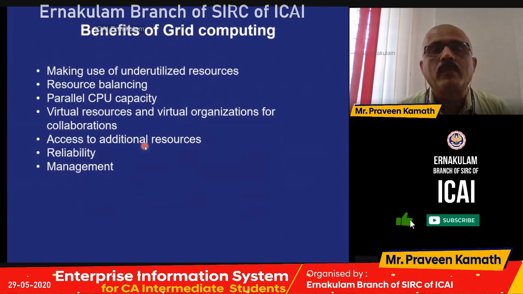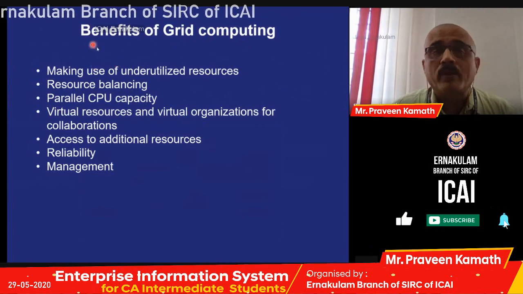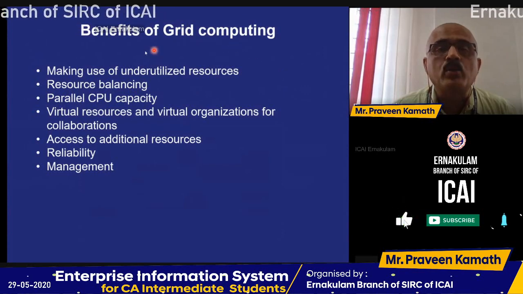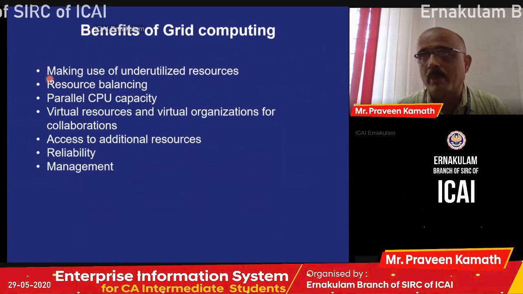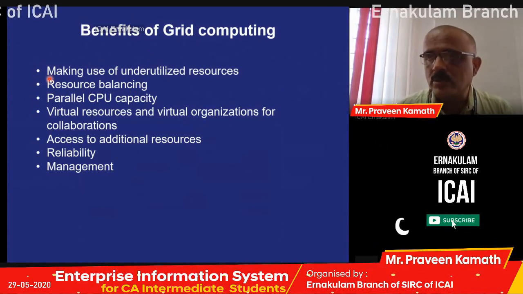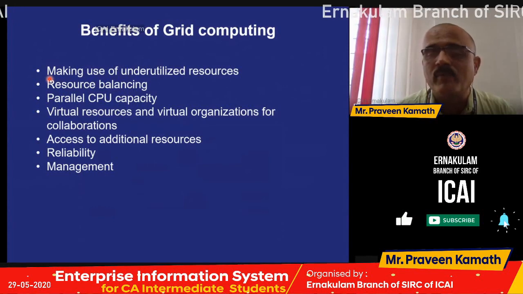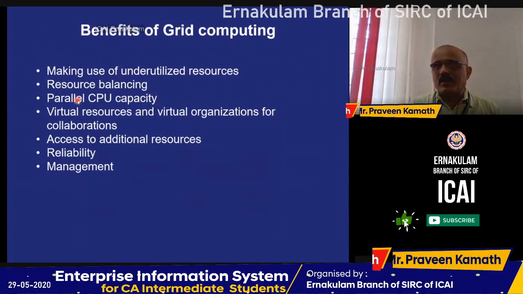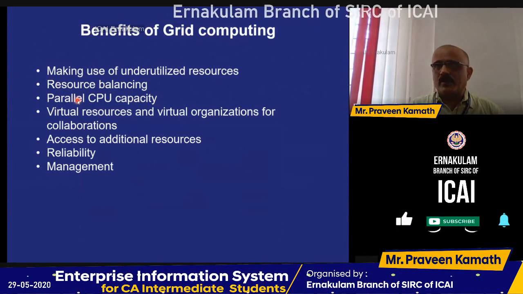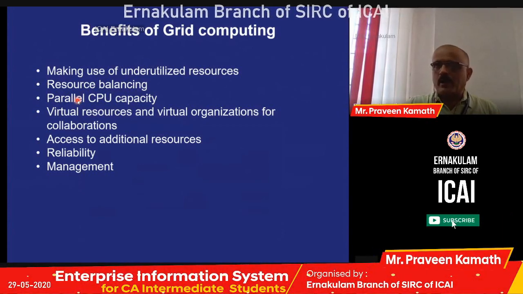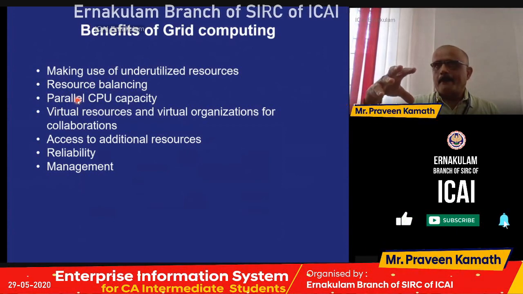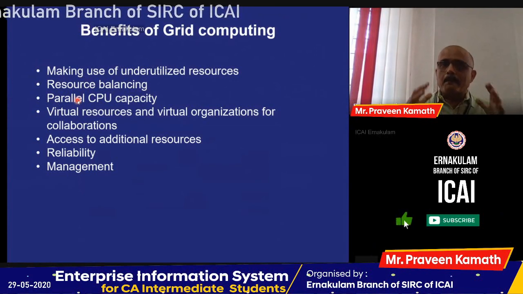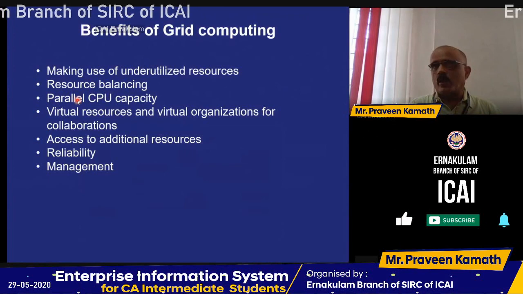Now, what are the benefits of grid computing? As I told you, there are a lot of underutilized resources. If you use grid computing, you can make better use of underutilized resources. Then resource balancing: the memory, hard disk storage, and processor speed can be used, so a balance can be created between various machines in a network. Parallel CPU capacity: if there are tasks which can be done parallelly, you can share them between the different machines in the network. You can use a free machine to handle a complex task and even distribute the task among different machines if more machines are available to you, thereby parallelly getting the CPUs to work on a particular task.